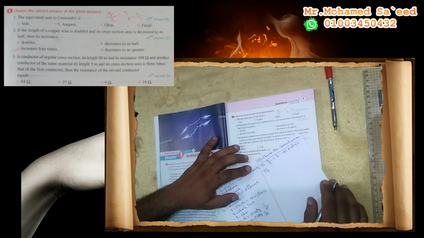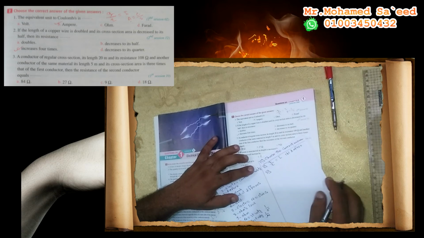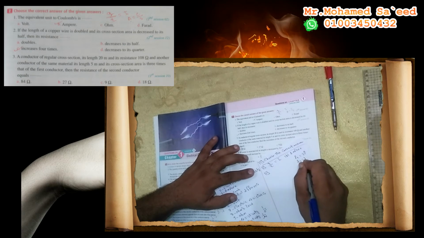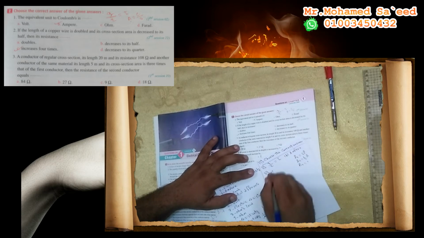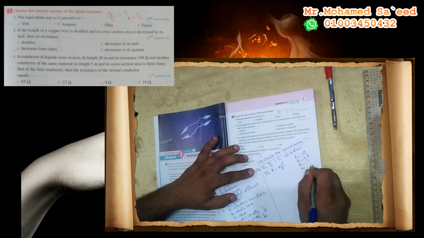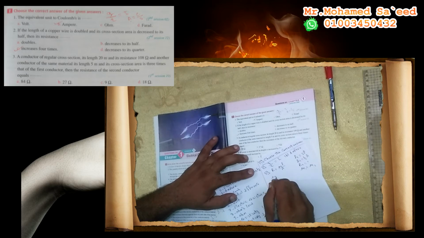Number 2. If the length of a copper wire is doubled, L2 equals 2L, and its cross-section area is decreased to its half, A2 equals half A, then its resistance R2 equals what? R equals rho E L over A. In this case, the wire doesn't change, so rho E in the first case equals rho E in the second case. So we start from this information: rho E1, which equals R1A1 over L1, equals R2A2 over L2.